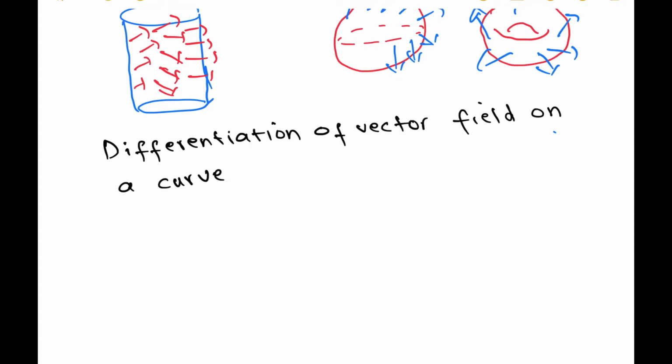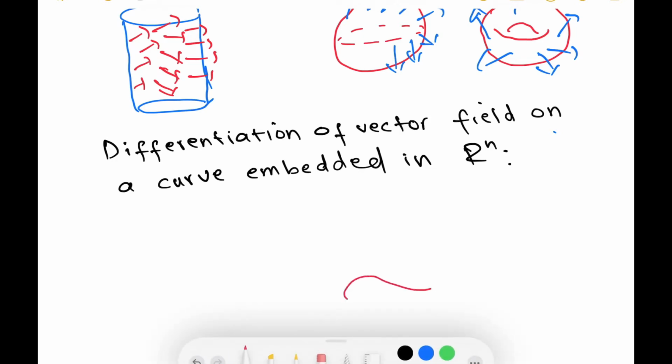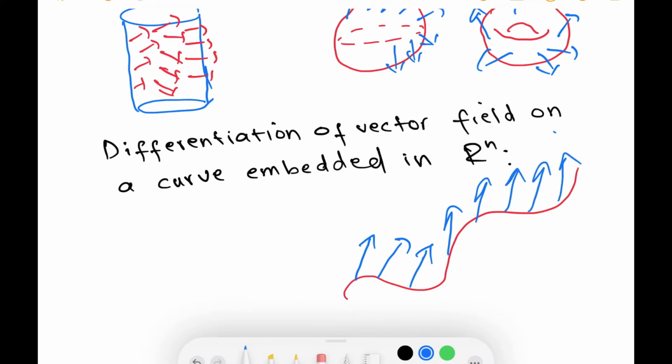embedded in R^n, n-dimensional Euclidean space. So, we have some curve, and then there is some vector field over this curve. Then how can I differentiate this vector field on this curve? Here I am representing this vector field with Z. So, how can I take the derivative, or how can I find the rate of change of this vector field along this curve?